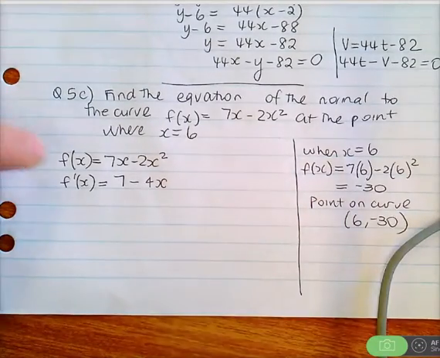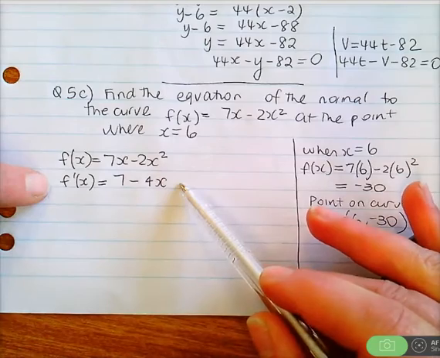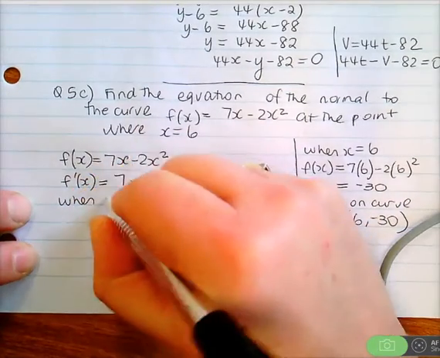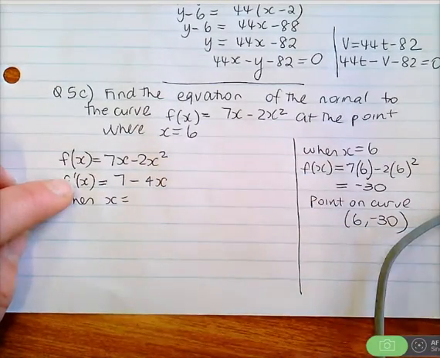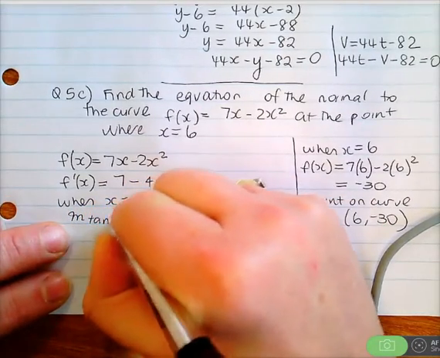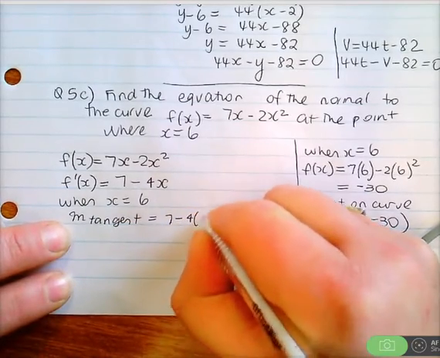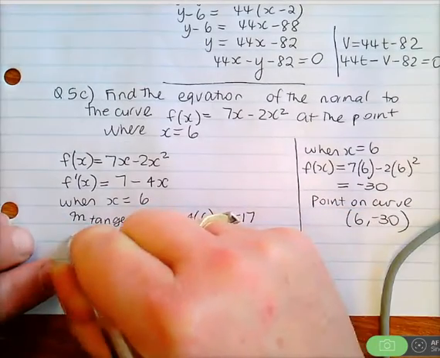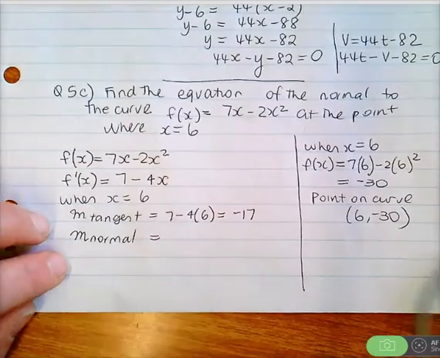So what do I do next? So that's my original curve, function of x. f dashed x is my gradient function. So now, that's the gradient function, but I need the gradient when x is 6. So when x is 6, the gradient of the tangent is 7 minus 4 times 6. 7 minus 24 is negative 17, but I don't want that. So then I go gradient of the normal. Are we okay?